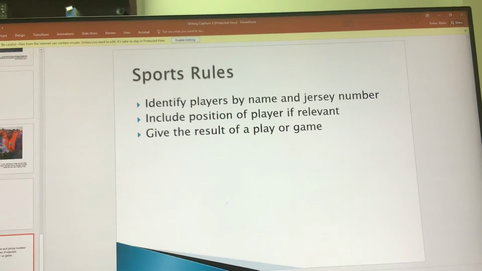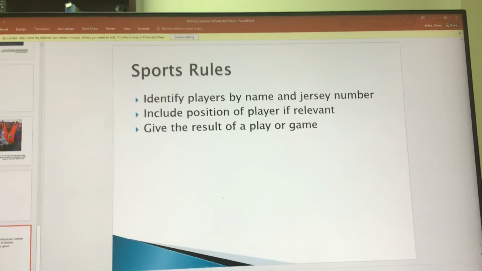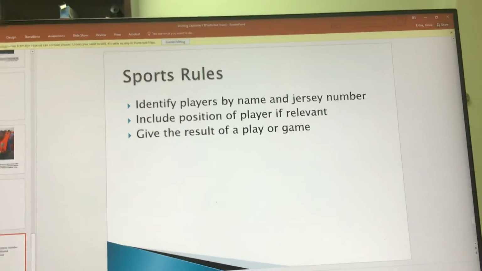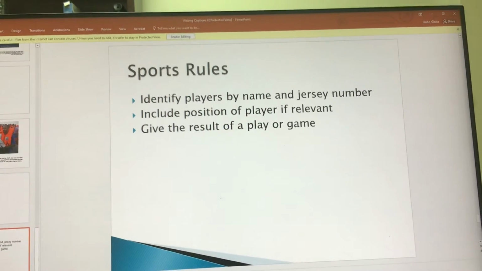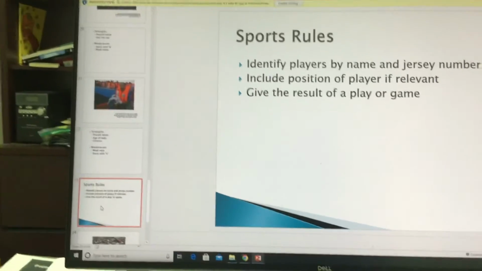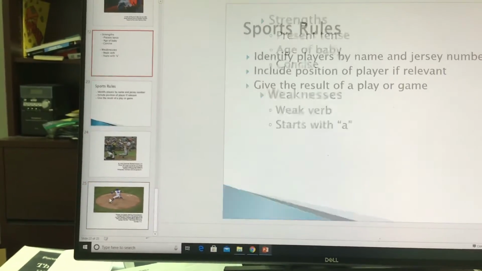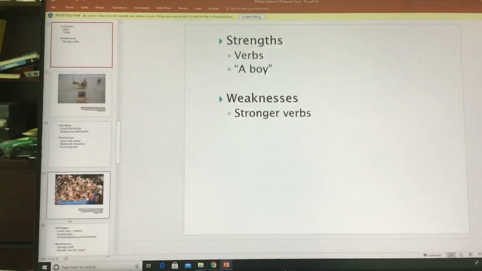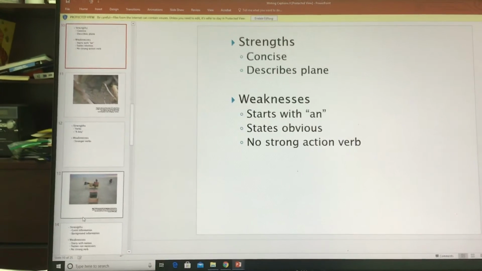What other information should you give in a sports caption? You want to give the result of the play or the game and the date and location of the game. And then being able to identify some common problems in captions. Remember when we went through this and looked at all these different photos and the captions that go with them?